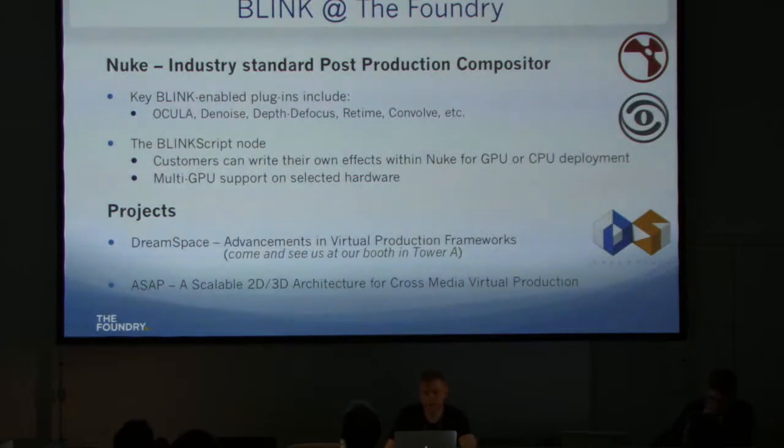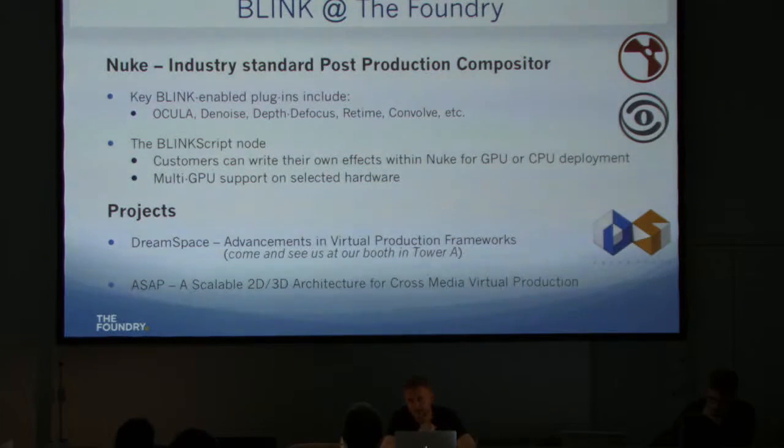So how at the moment is Blink used at the Foundry? Well, there's two key areas where it's used, Nuke, and a variety of collaborative projects. Within Nuke, it's used in two quite different ways. Firstly, we have either ported or developed a whole suite of plugins that now provide GPU acceleration, including things like Ocular, which is our stereoscopic tool set, denoising, depth defocus, retime, convolve, that sort of thing.